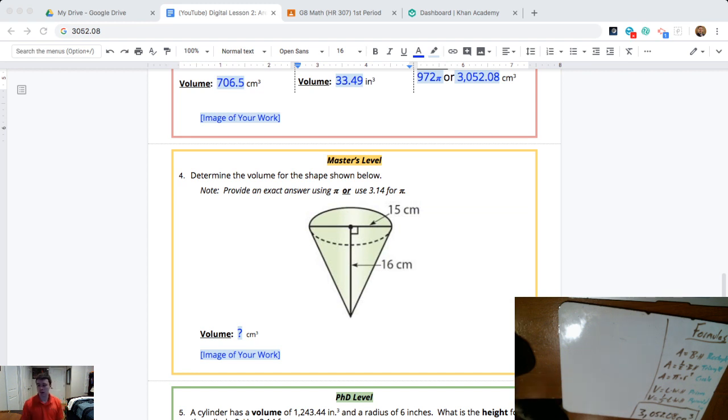It is measured in centimeters, and that's an important detail to always be picking up, Samantha, is what is our unit of measurement. Is there anything else about this cone that would be helpful?